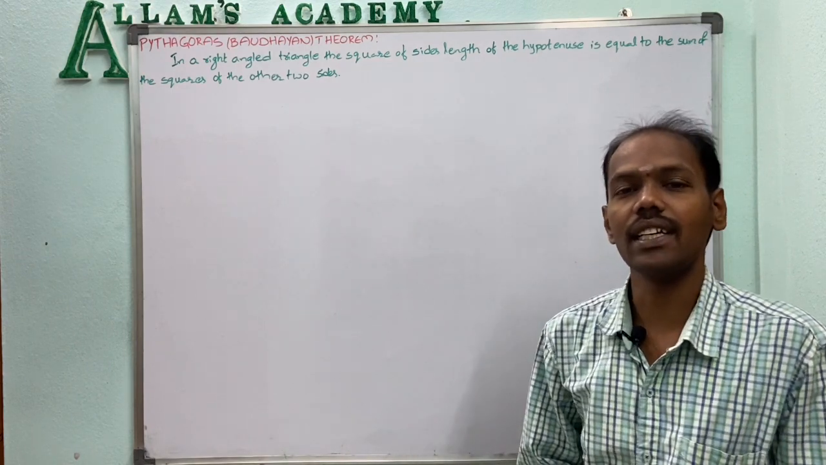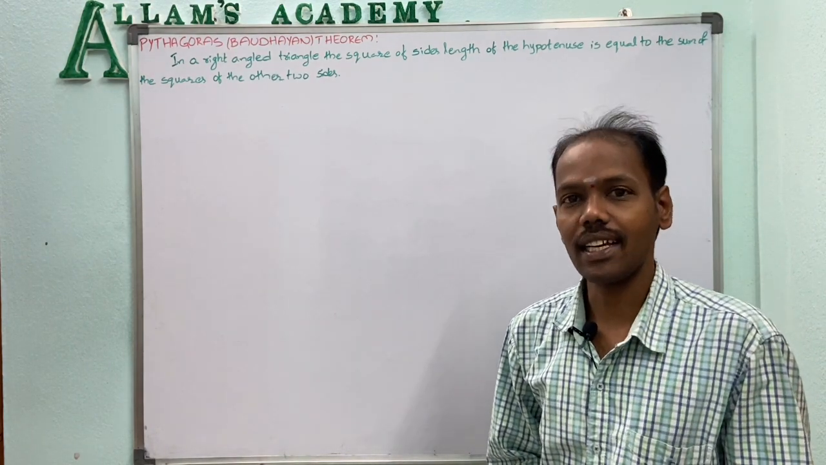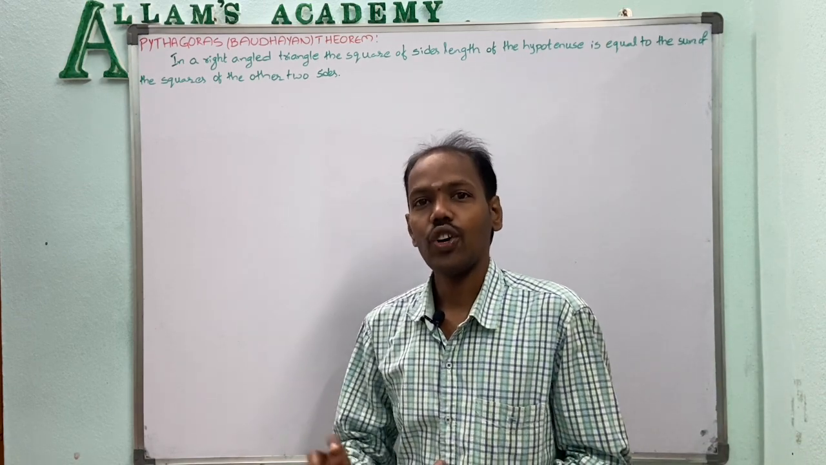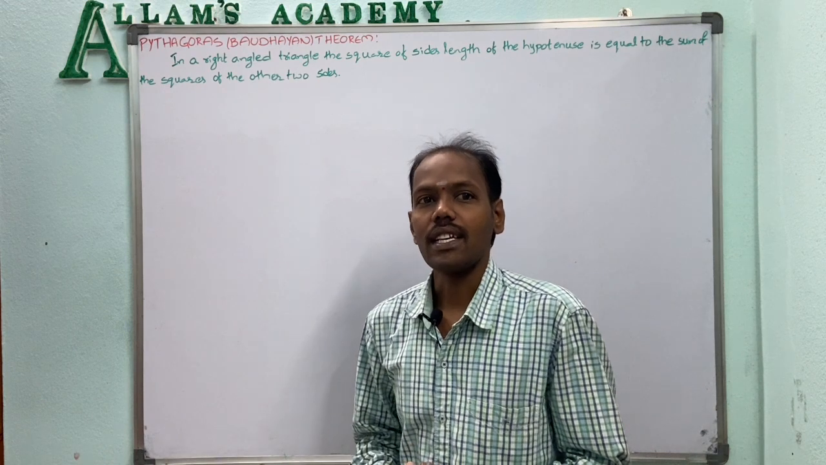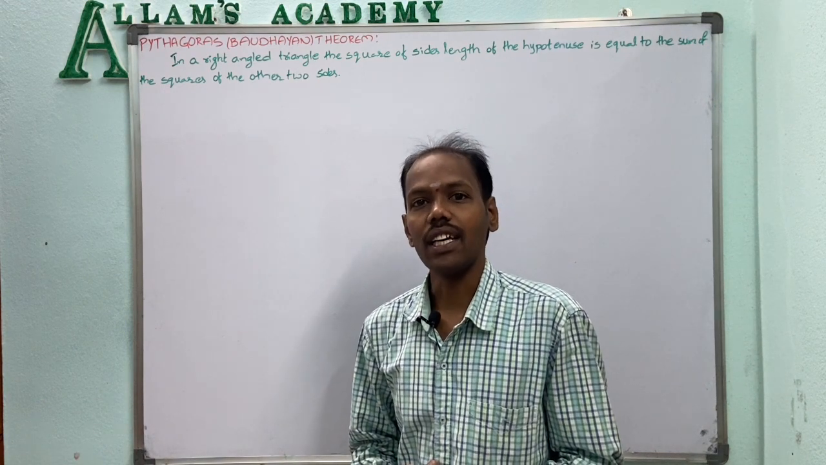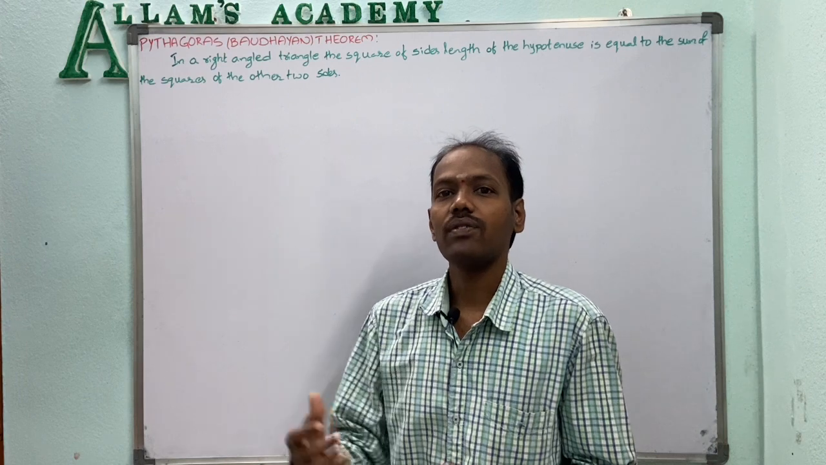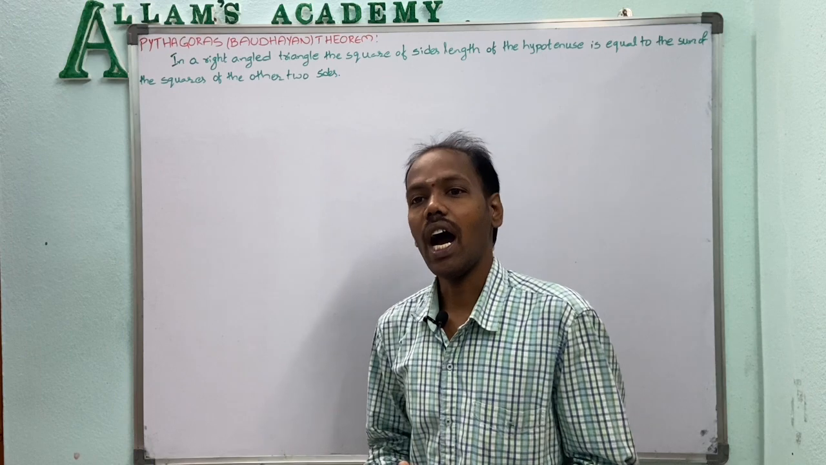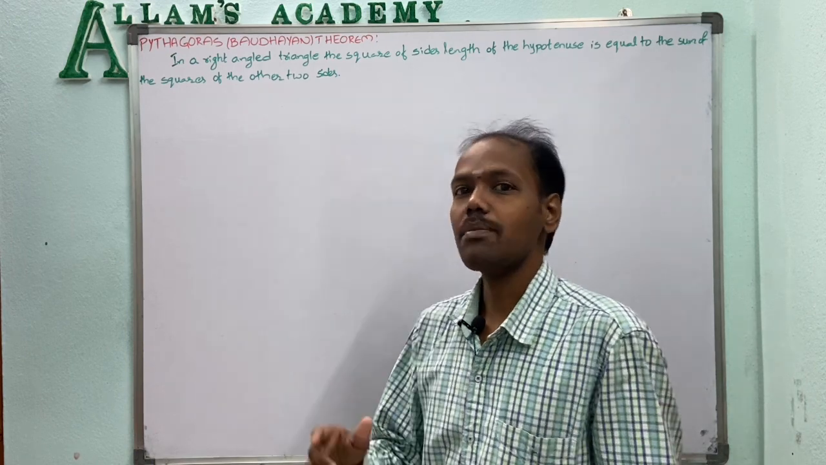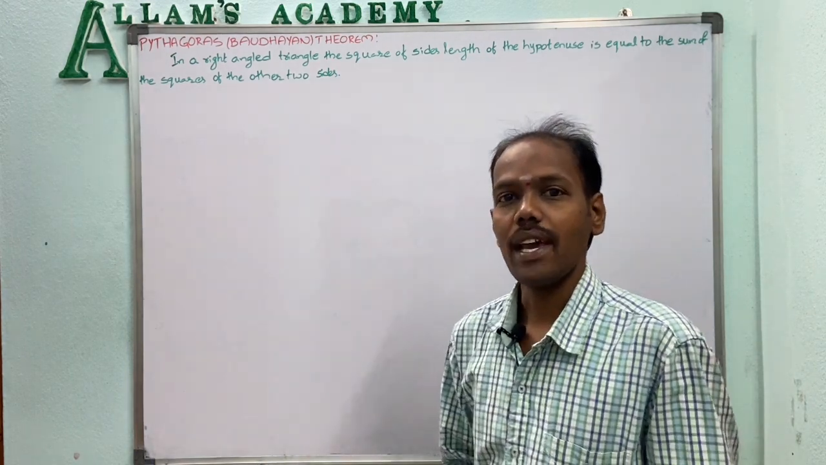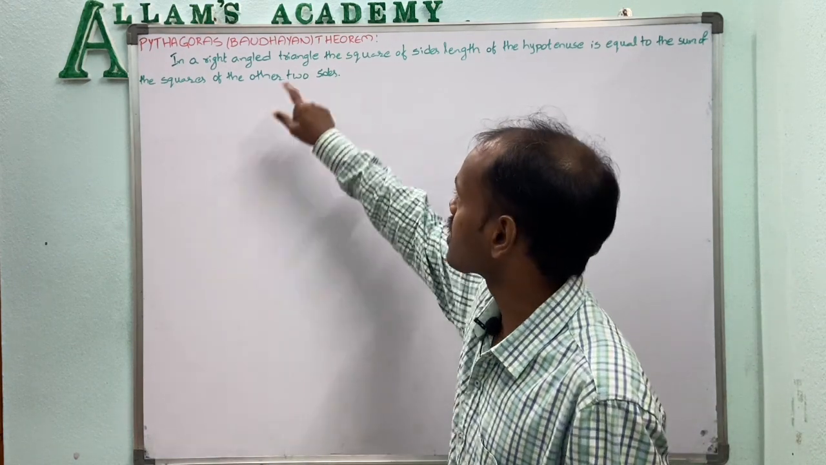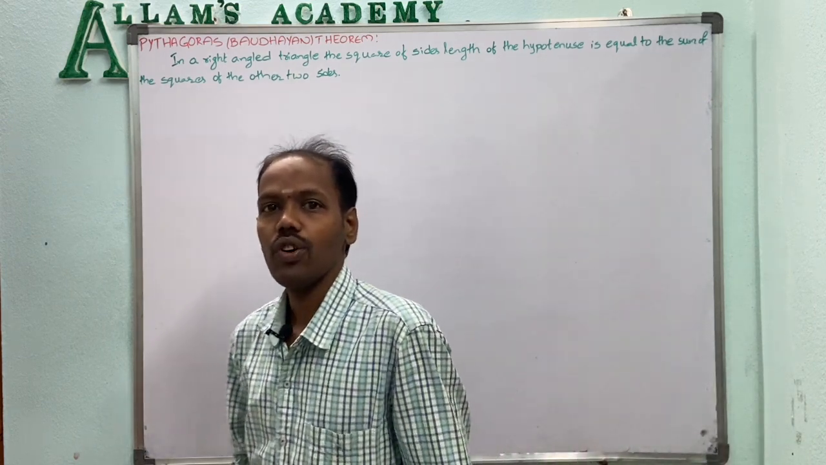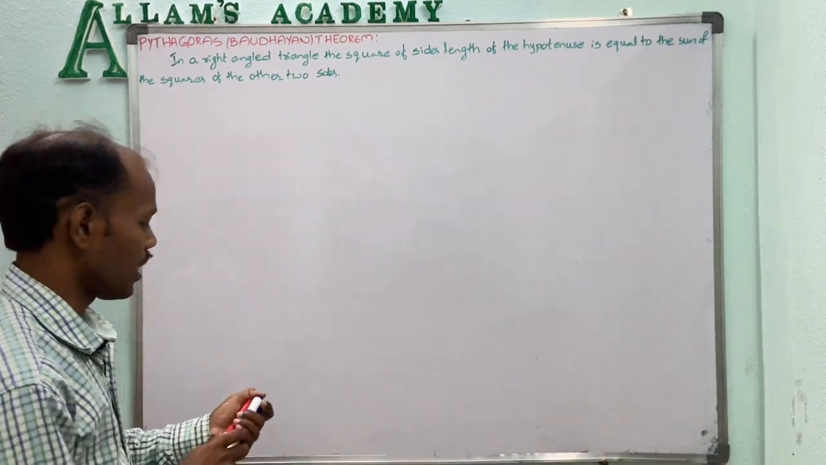Boudhaian is our Indian mathematician. He said that in a rectangle, the square of the diagonal is equal to the sum of the squares of its side lengths. That is nothing but simply the triangle with base and height. That means Boudhaian's theorem and Pythagoras' theorem are the same. Okay, now we have to see the proof.